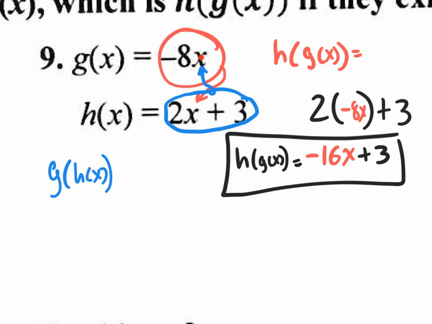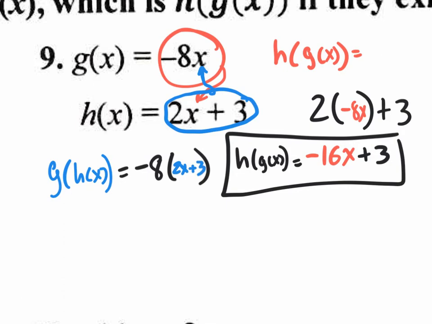I would rewrite this and plug in a 2. I would write negative 8 parenthesis, and I would plug in my 2 right there. But it doesn't say g of 2. It says g of h of x. So we're actually plugging in the h of x, the binomial 2x plus 3, right into those parentheses, right into that x position. So let's put that binomial 2x plus 3 right in there.